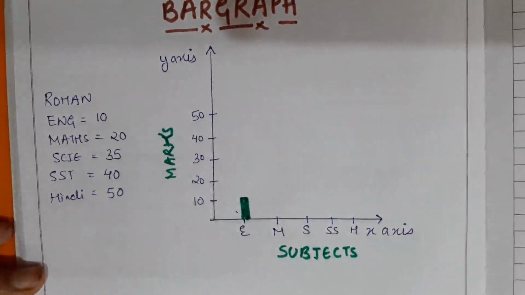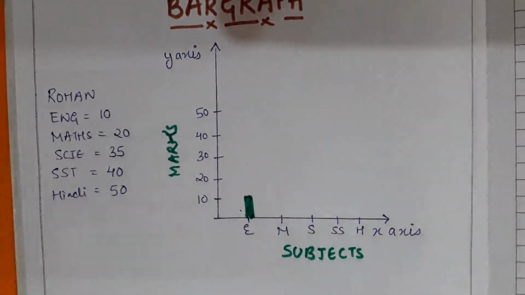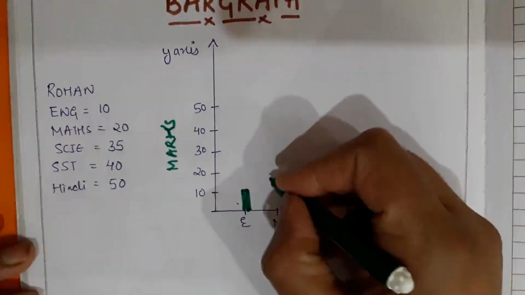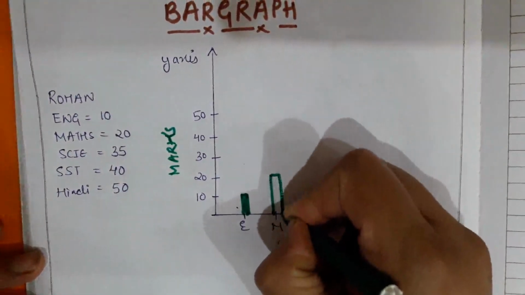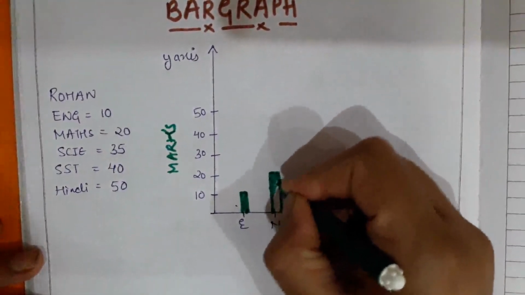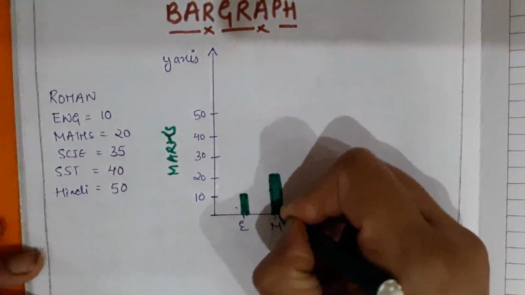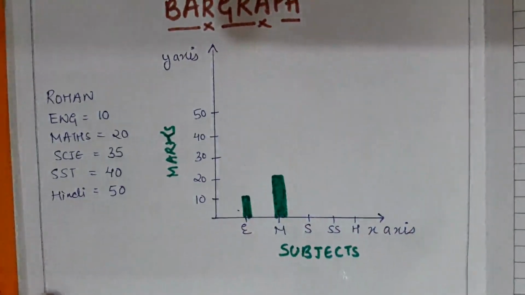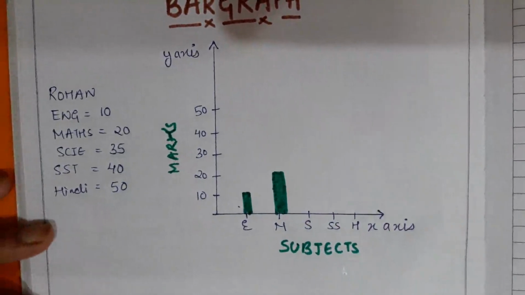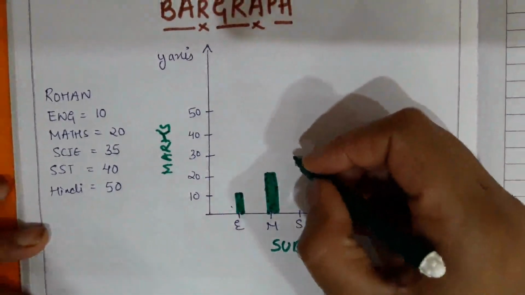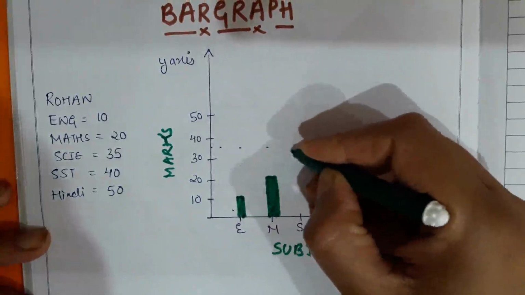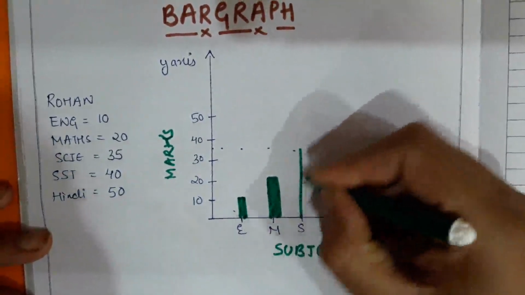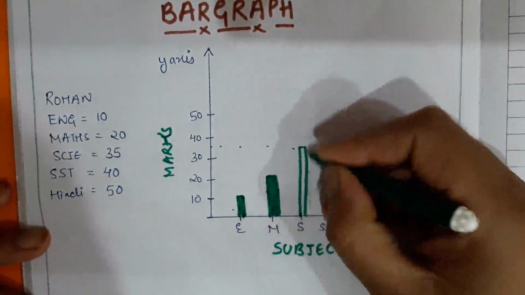So this will represent your English exam. Okay, then in math that person is having 20 marks. So till 20 you can draw the line segment and you can shade this. So this represents your maths marks. Getting my point? In science that person is having 35, so in between 30 and 40 you will get 35.